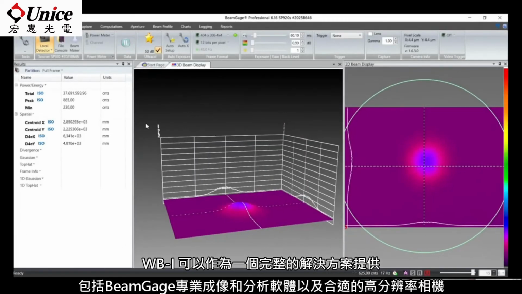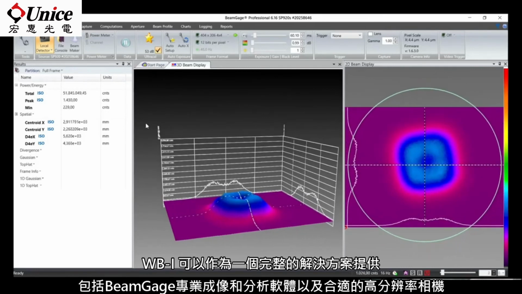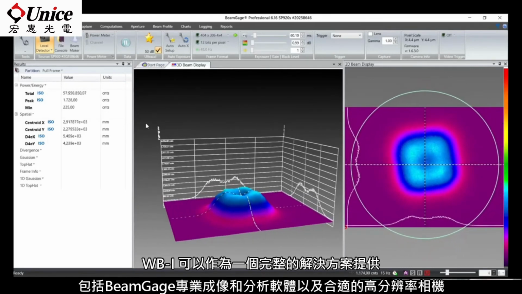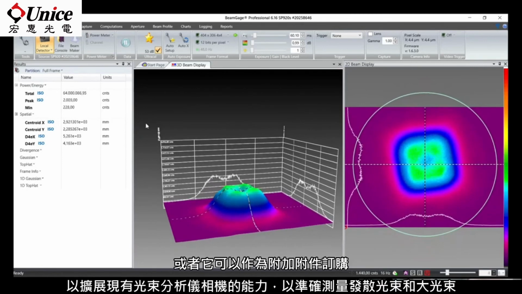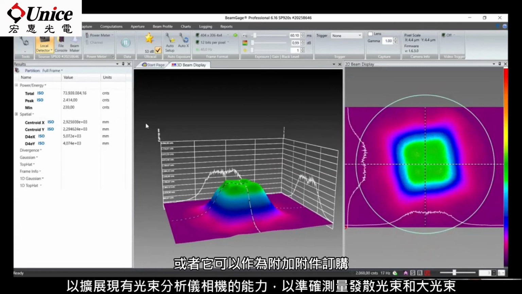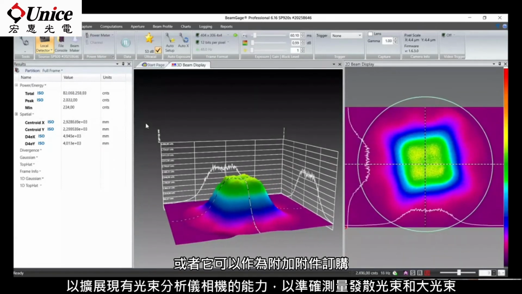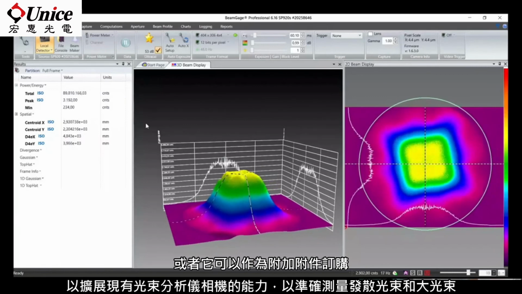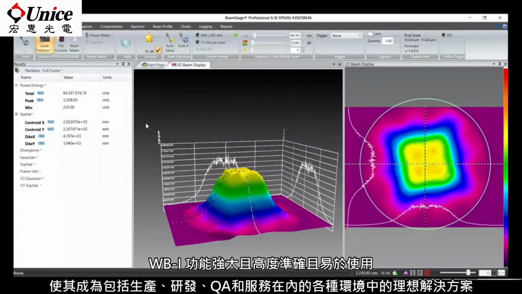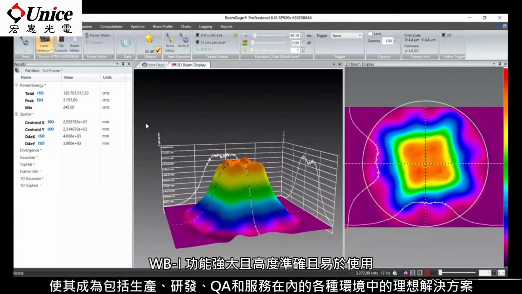The WBI can be provided as a complete solution that includes beam gauge professional imaging and analysis software and a suitable high-resolution camera, or it can be ordered as an add-on accessory to expand an existing beam profiler camera's capabilities to measure diverging and large beams accurately. The WBI is robust, highly accurate, and easy to use, making it an ideal solution in a wide range of environments, including production, R&D, QA, and service.